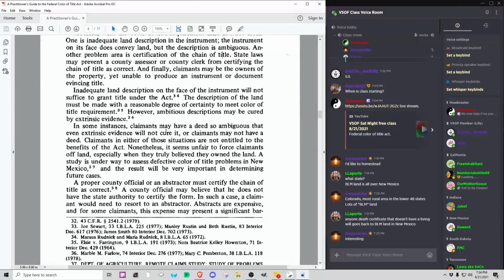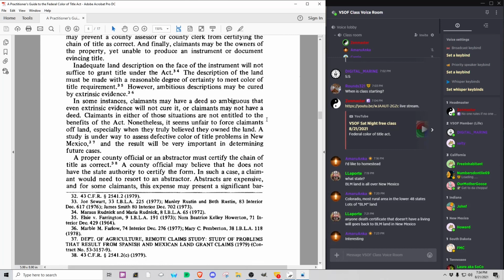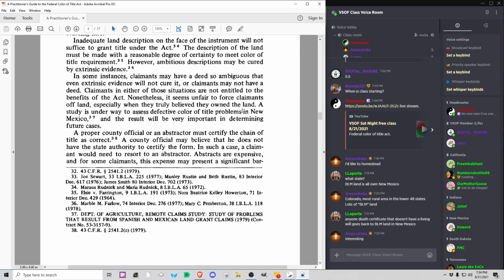Inadequate land description on the face of the instrument will not suffice to grant title under the Act. The description of land must be made with a reasonable degree of certainty to meet color of title requirements. Again, this is all about the Act. However, ambiguous descriptions may be cured by extrinsic evidence. In some instances, claimants may have a deed so ambiguous that even extrinsic evidence will not cure it. Or claimants may not have a deed. Well, if you don't have a deed, then just get out of my face because you don't have anything. Claimants in either of those situations are not entitled to the benefits of the Act.